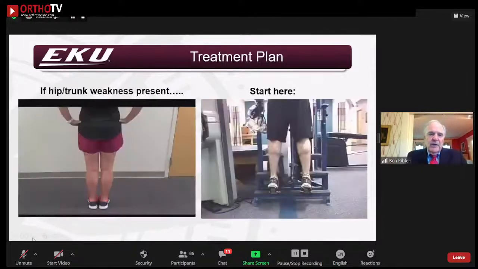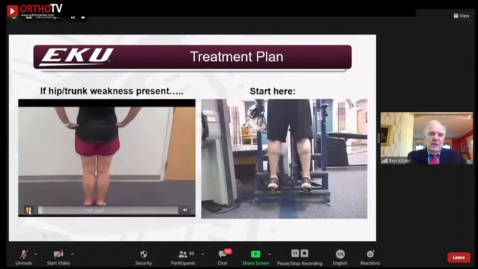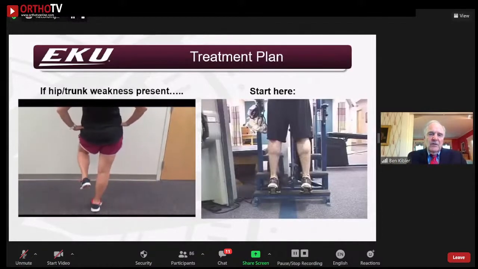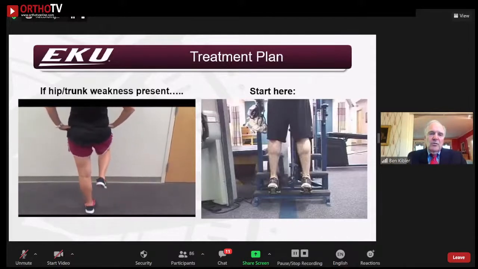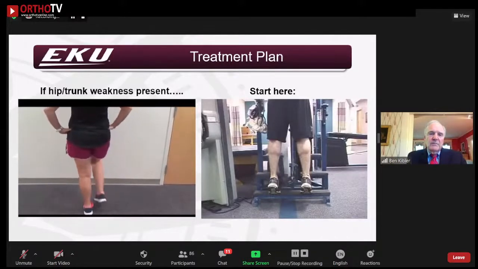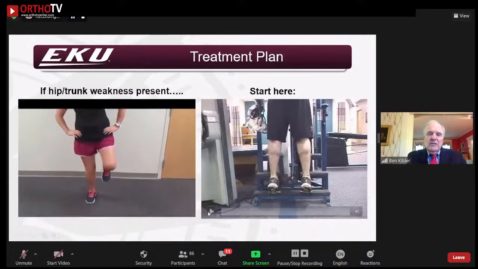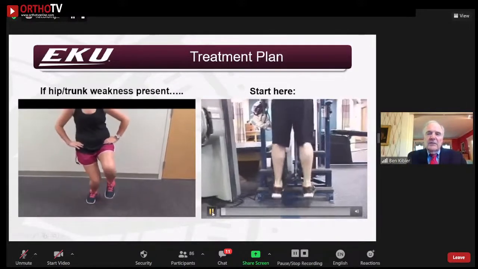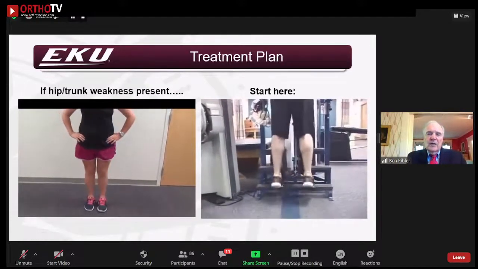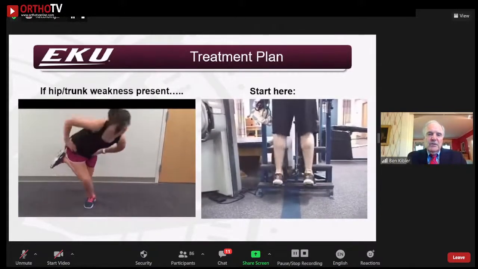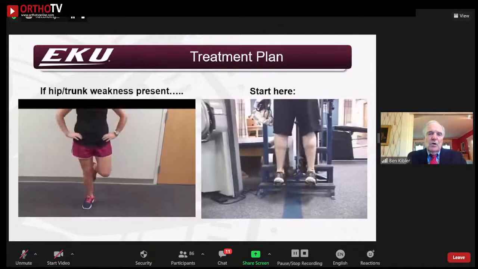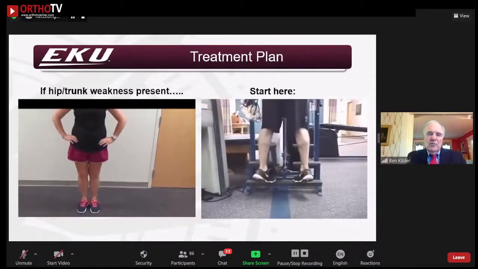If trunk and hip weakness is present, you can check this out by doing what's called a one-leg stability series, where you have them stand on one leg. If you see them lose hip control because of gluteus medius weakness, then you obviously need to start with your hip and core function. You can do a one-leg stance. You watch how they lose three-dimensional control because they have no hip and core stability.